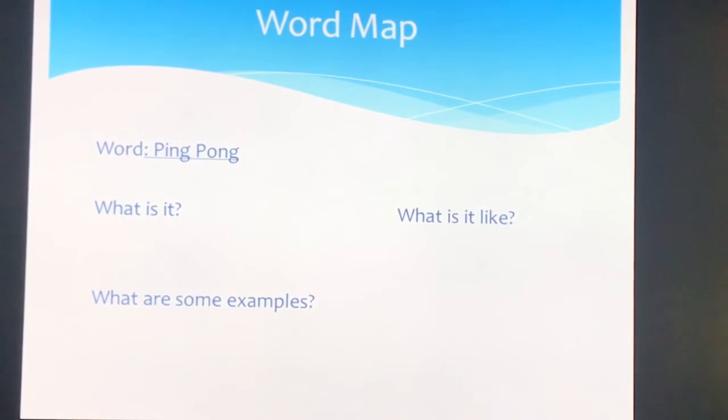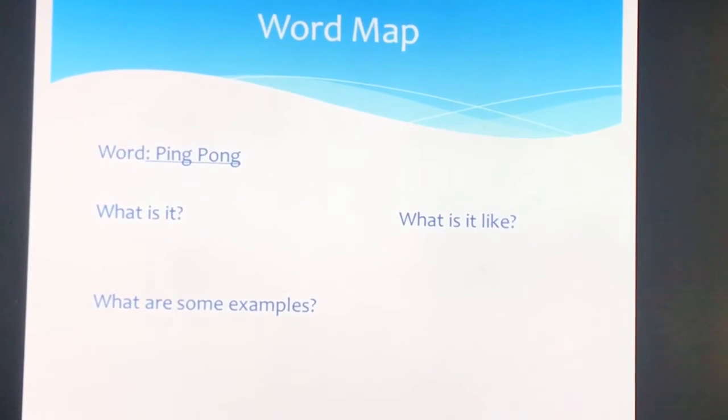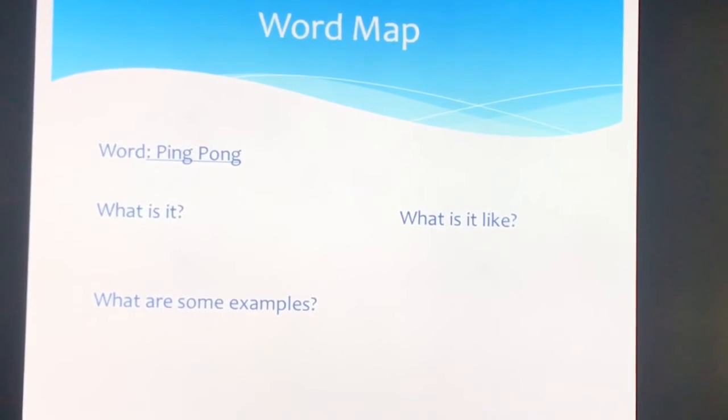Here's an example of a word map. The word I put in was ping pong for physical education content. So what is it? The student would come up with things that relate to ping pong. It's kind of like tennis. It's got a smaller paddle and a smaller ball. It's played on a hard table. Things like that make ping pong what ping pong is.